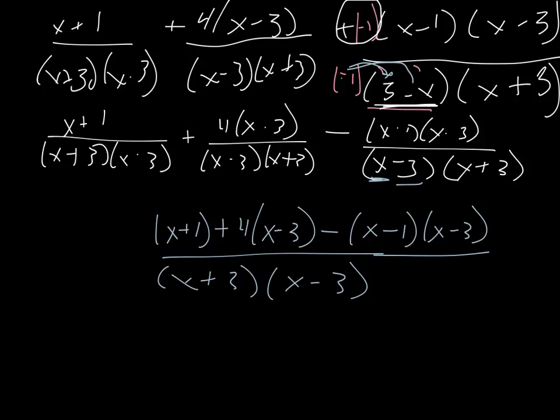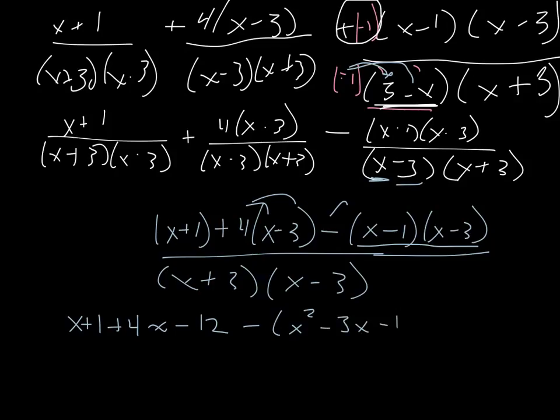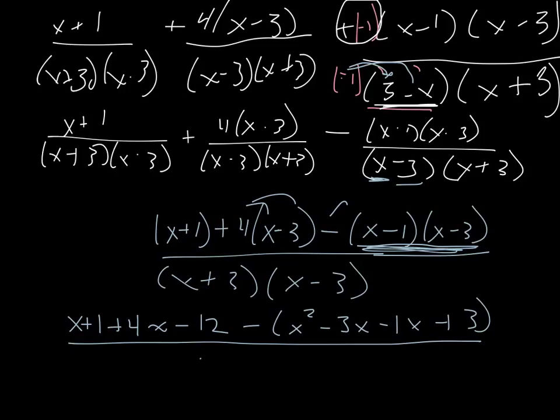So I'll have x plus 1 plus 4x minus 12. I've done that bit. And now here, maybe I should FOIL this stuff first and then apply the negative sign to it. I could do that or apply the negative to the first. Let's just FOIL that for that last thing though. So it'll be x squared minus 3x minus 1x plus 3. That's what you get when you FOIL this, all over that lowest common denominator, x plus 3, x minus 3.